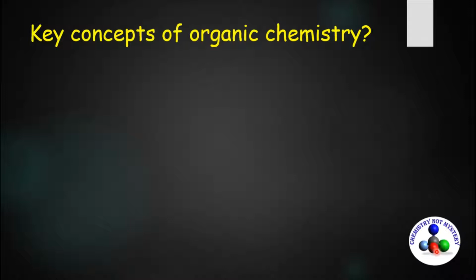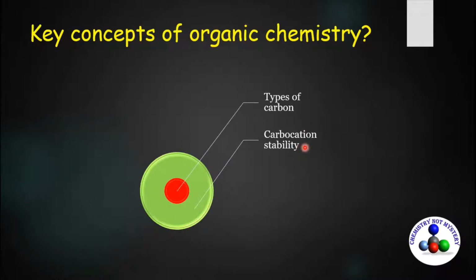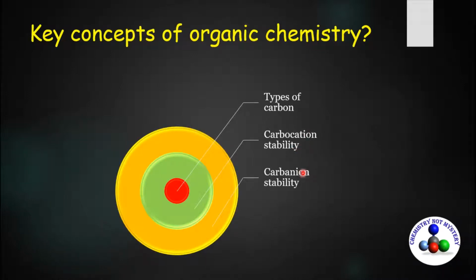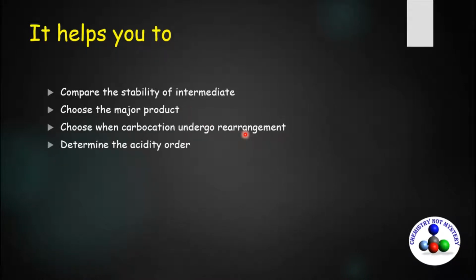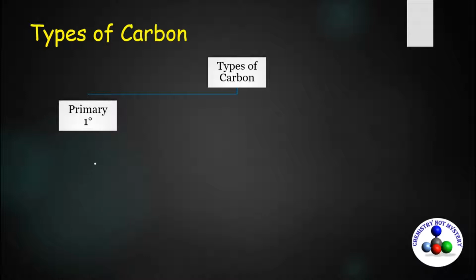In this video, you will learn one of the key concepts of organic chemistry: what are the different types of carbon, the stability of carbocation and the stability of carbanion. It helps you to compare the stability of intermediates, choose the major product, choose when carbocation undergoes rearrangement, determine the acidity order, and determine the basicity order. Let's see the different types of carbon.